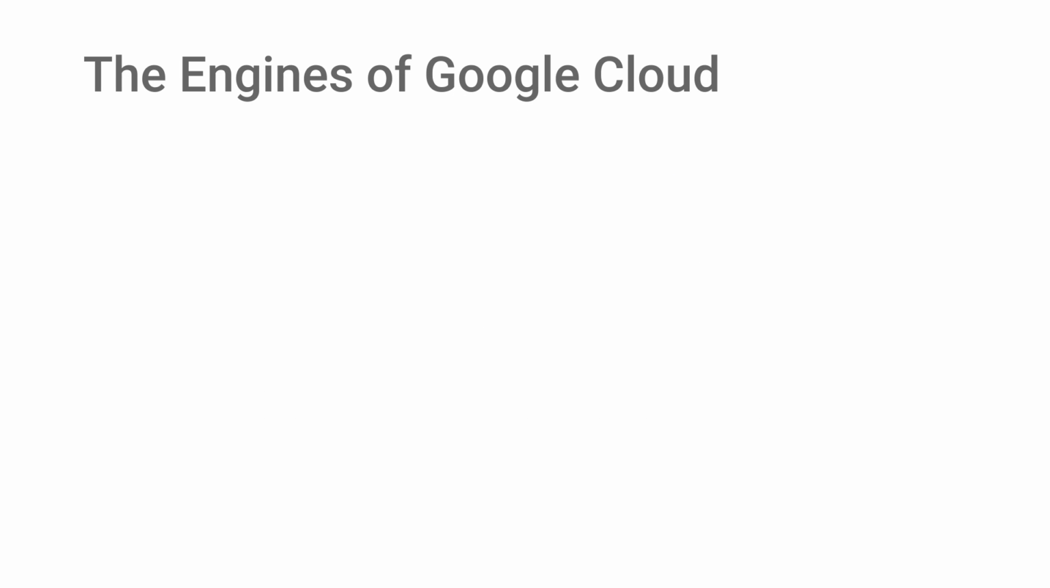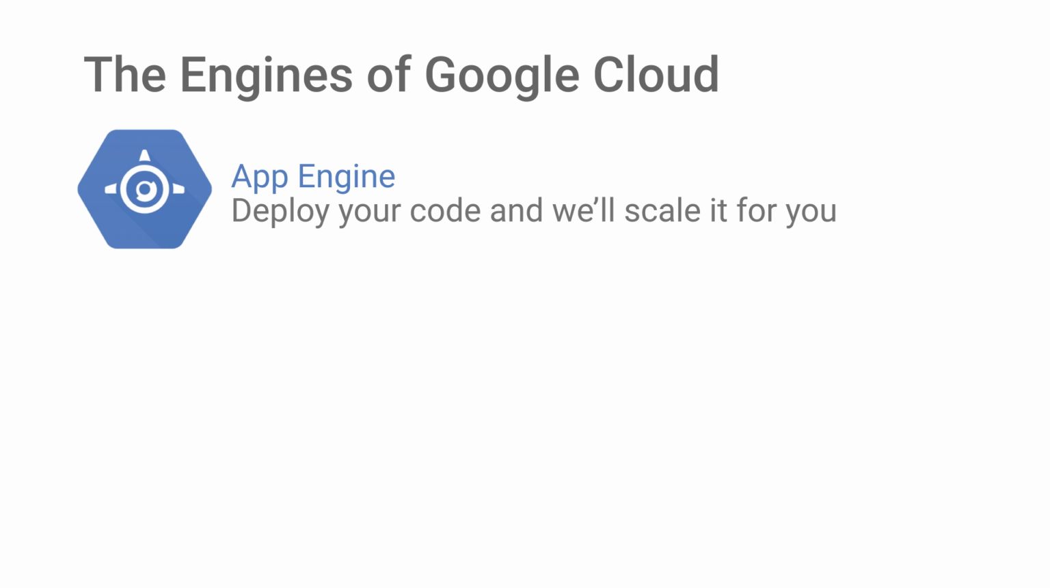There are three easy ways to run your applications on Google Cloud. App Engine is Google's powerful, easy-to-use platform as a service. You bring your code, and we'll handle the rest. App Engine will automatically scale your application to handle spikes in traffic, provide no downtime upgrades, and make it easy to take advantage of our advanced diagnostics tools in production.